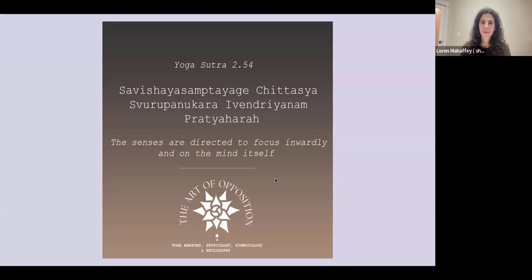The sutra that we will be reflecting on is Sutra 2.54, and it talks about pratyahara, that the senses are directed to focus inwardly on the mind itself. And so that is the process of pratyahara, where we start to withdraw our awareness from the outer world and we quiet the senses and we reflect within on the mind.